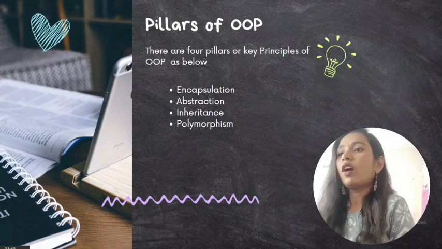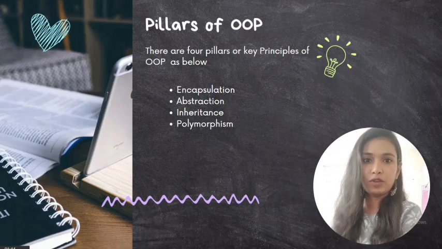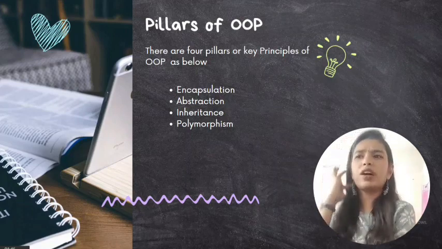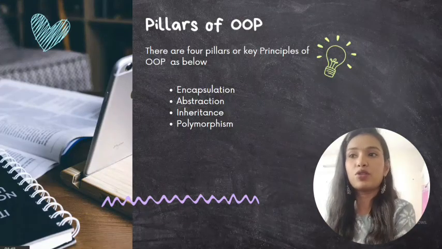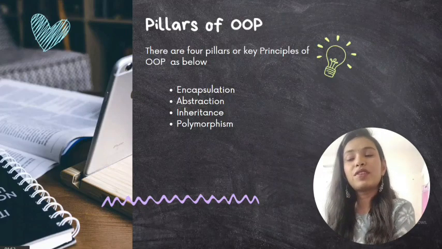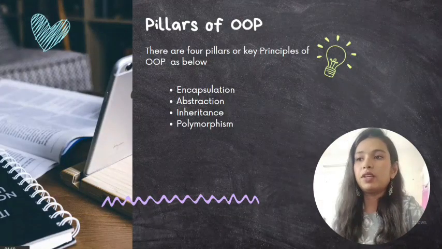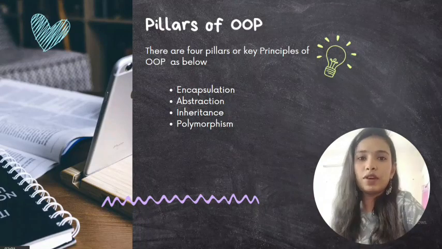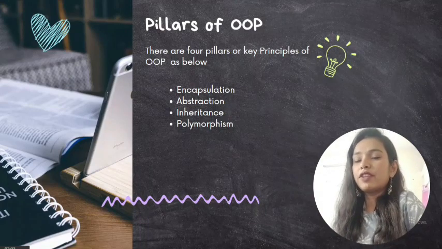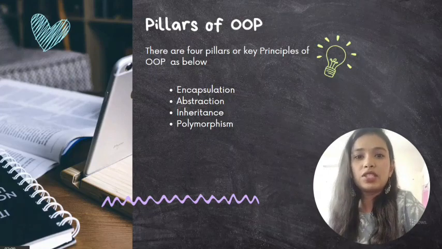Now we have the main four pillars of object-oriented programming, or we can also say the key principles. We have encapsulation, abstraction, inheritance, and polymorphism. We will see each of these one by one. For now, I will give you a basic definition of each. So what is encapsulation?